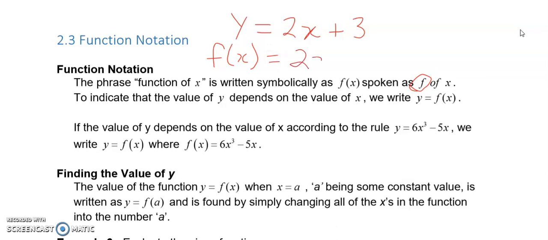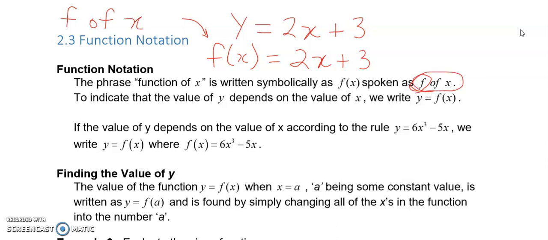Now the 2x plus 3 part, that does not change whatsoever. But this is a new way that you can write this function. Remember, f is just the name of it. You could have called it g of x or h of x or any letter really, but we decided to call it f. Now, the way we read that, we pronounce that, it's called f of x.